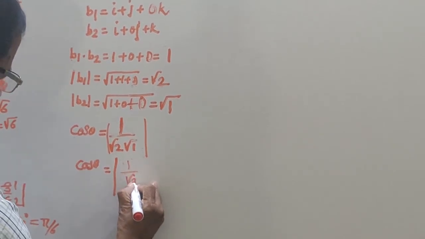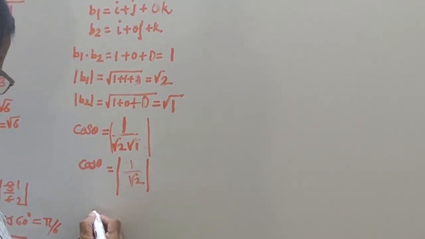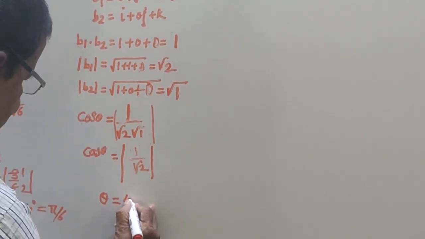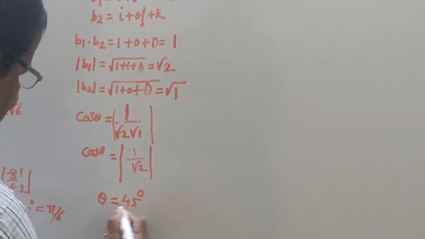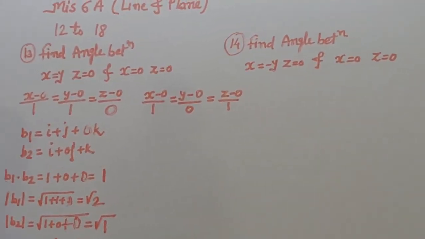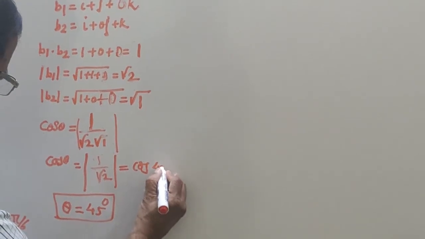And cos theta is 1 upon root 2, which is cos 45 degree. Therefore, theta is equal to 45 degree. This is the required answer for the given problem.